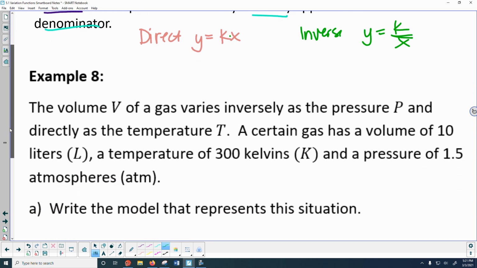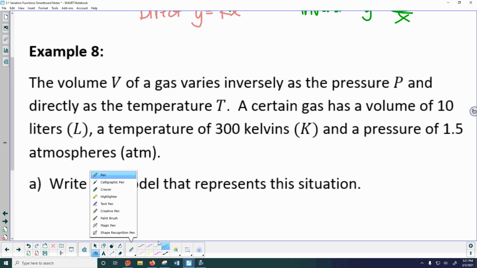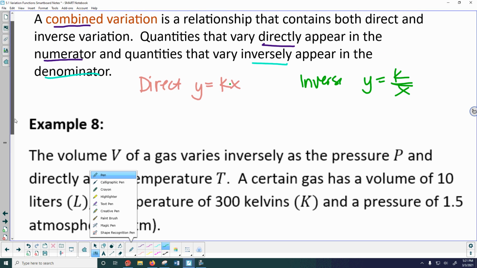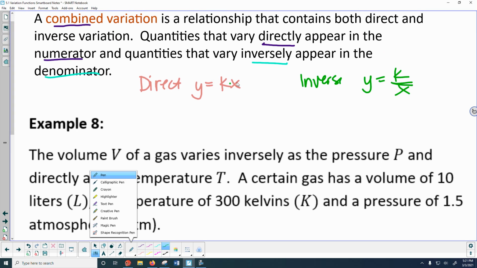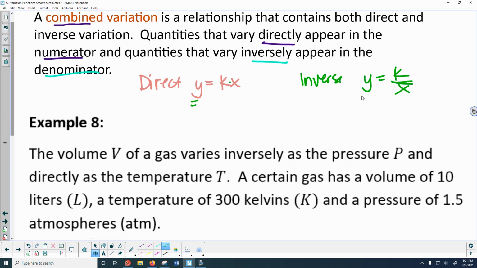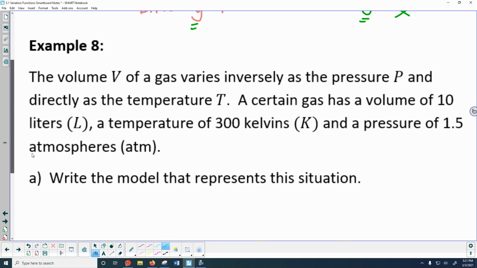So for example, 8, the volume V, and again, I should also point out, there's not a general pattern here because it depends on is it direct or inverse and then how you'll build stuff. But whatever the first letter is always still comes first, and you always have it equals k, and then you decide divide or multiply. So the volume V, let's highlight, there's a variable we'll need. It varies inversely as the pressure P, okay? So inverse with P, and directly, that means V is directly varying now with the temperature.